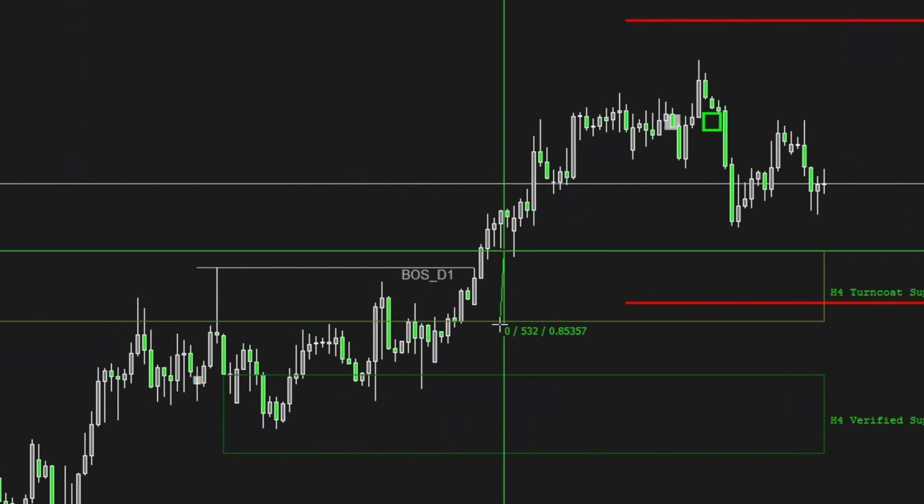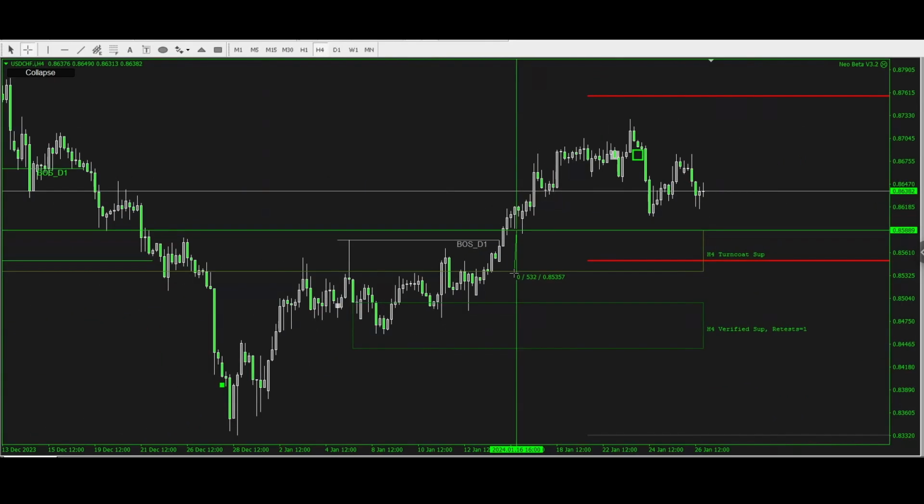85357. This gives me about 53 pips, and what I'm looking for is a 1-to-1 trade. So with this 1-to-1 trade, I can see that I made more than 53 pips going forward. So this was a winning trade setup for a buy trade. That is literally it, guys and girls.